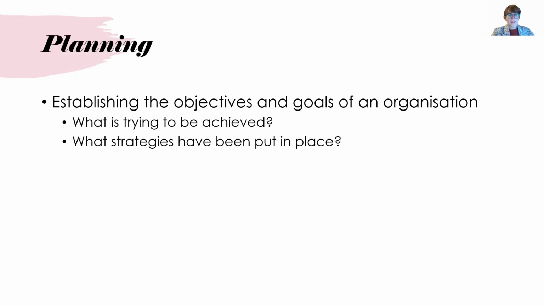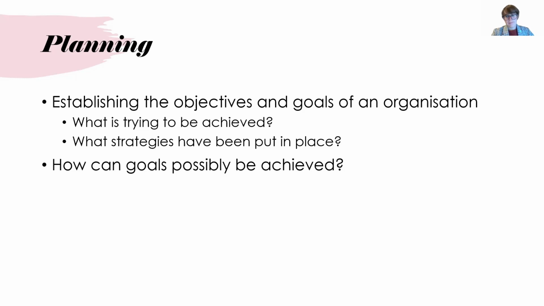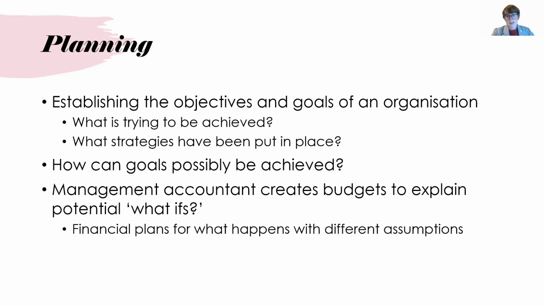So looking at the first point then of planning. At this stage, we would establish any objectives and goals of an organisation. So what exactly do we want to be achieved, and what strategies can we put in place, or what strategies have been put in place previously which may assist us with that? How can our goals possibly be achieved? And the management accountant creates budgets to explain any potential what-ifs. So financial plans for what happens with different assumptions. Not everything is going to go to plan.